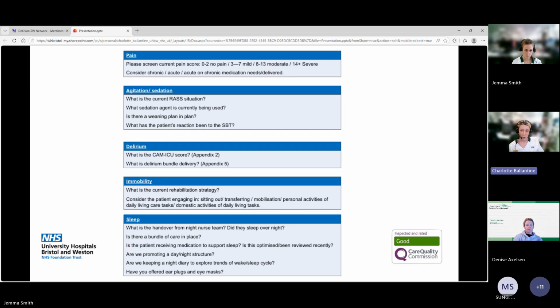Delirium, are we scoring their delirium regularly? What's the delirium bundle delivery? So how is that being managed? What is the care plan in place for that? And thinking about your bloods, thinking about your ABGs, thinking about those driving causes for that delirium, as well as any environmental factors. Immobility, so what's their rehab plan?